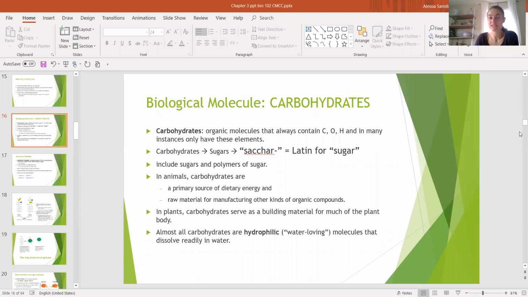Hey guys, so this is part 2 of chapter 3. We already went over, briefly listing, the 4 different biological or organic molecules that we have out there. These include carbohydrates, nucleic acids, lipids, and proteins. And now we're going to delve into them a little bit more.